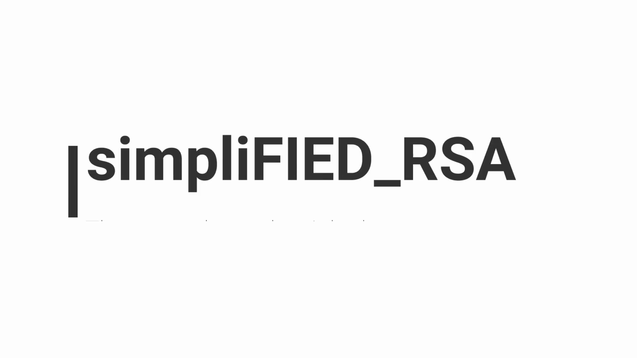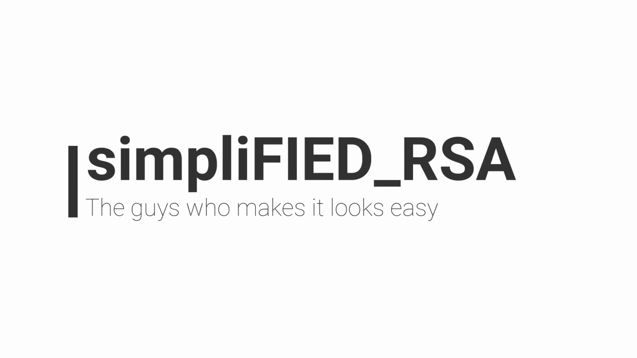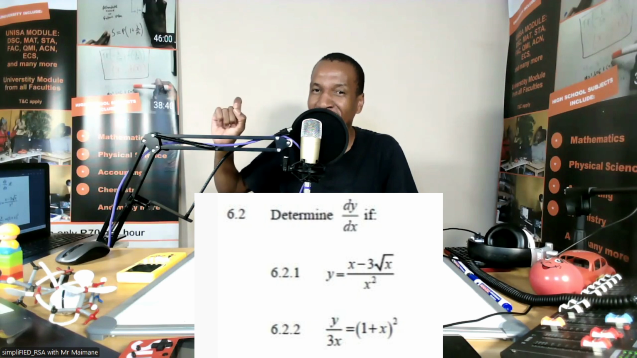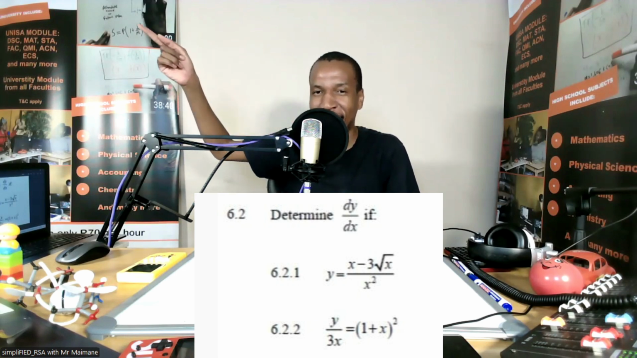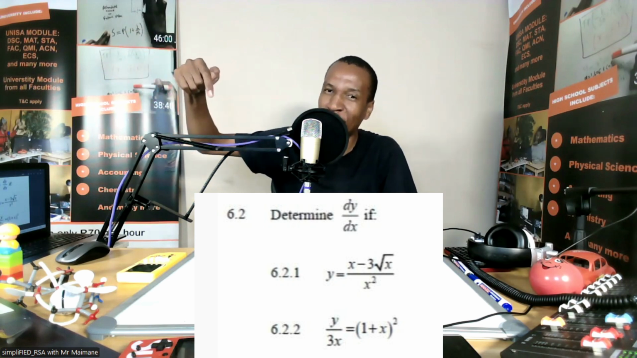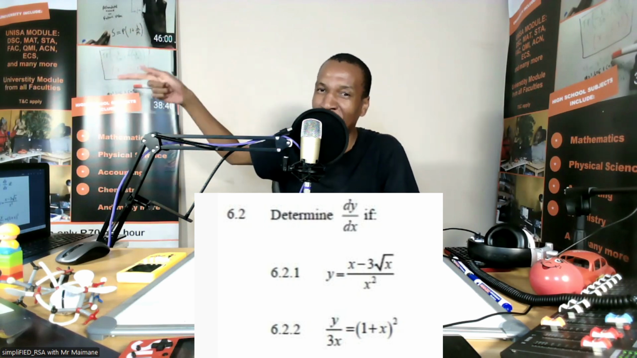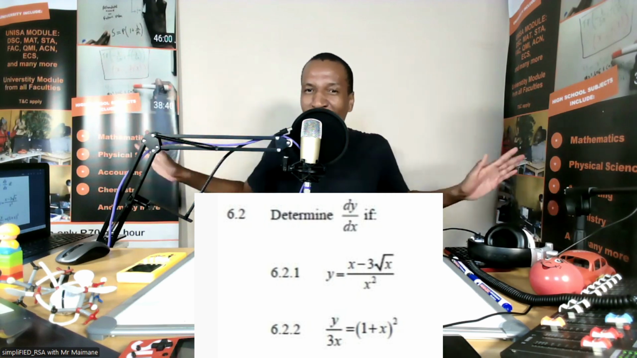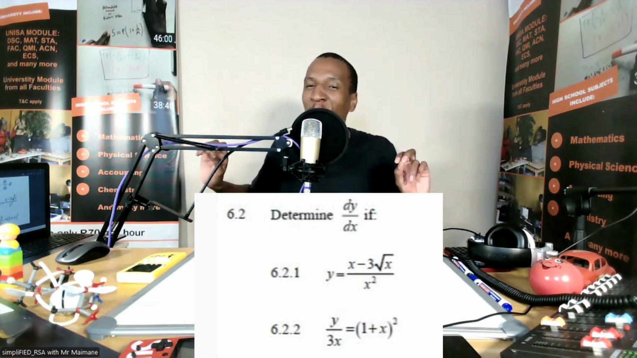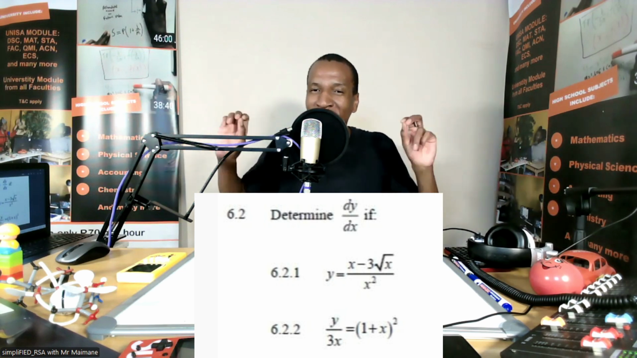Now that students, or some of us, know that having to determine dy over dx, you now have to differentiate. And you know that the process of differentiating is just taking the exponent, multiplying it by the coefficient, and then you subtract one from the exponent. That's the obvious case.